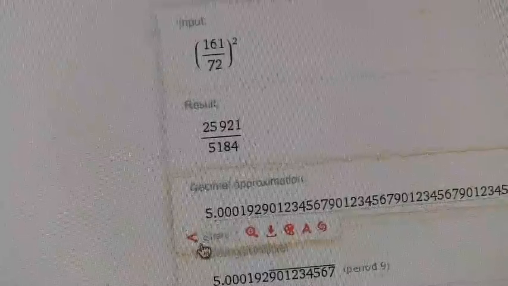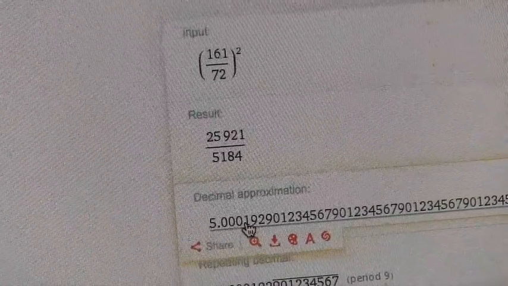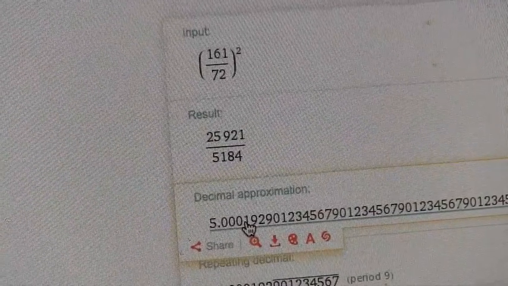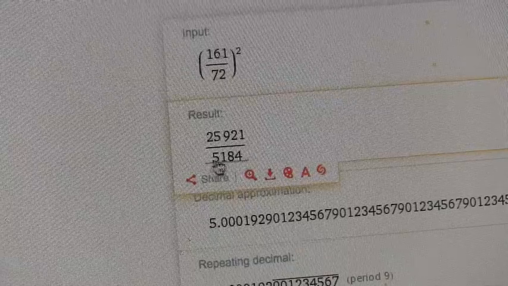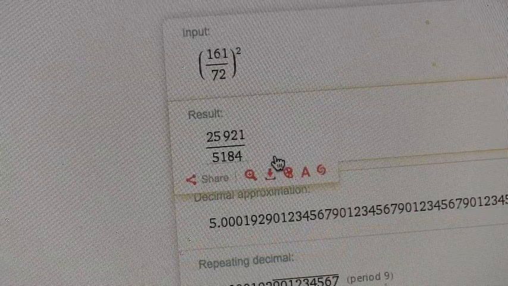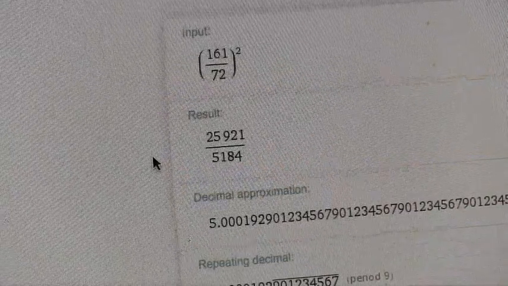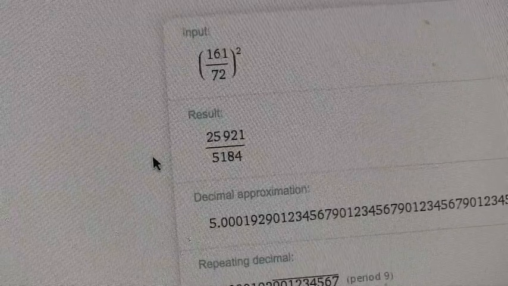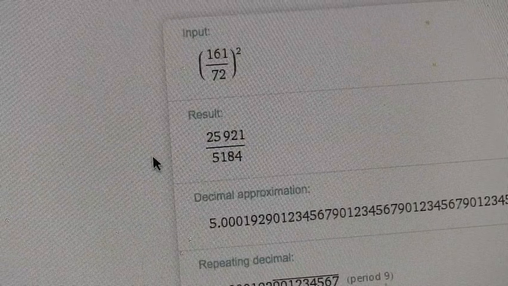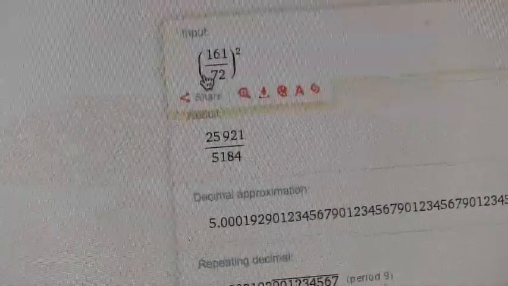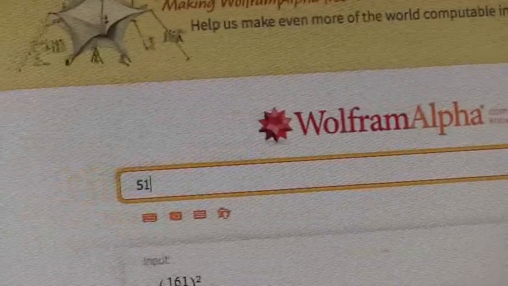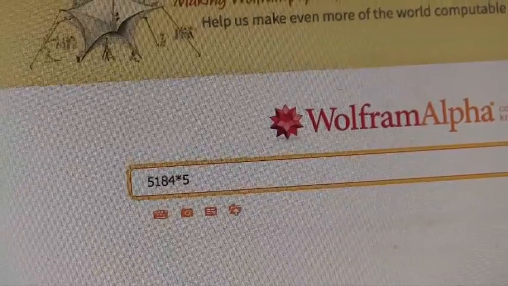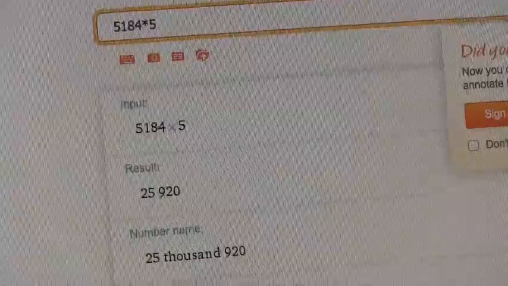And look what that is: 5.0001. So it's a little bit too big. So 25921 over 5184 is a little bit bigger than 5. What would you guess 5184 times 5 is? It's probably 25920. Can you tilt the camera up here? Okay. 5184 times 5 is 25920.